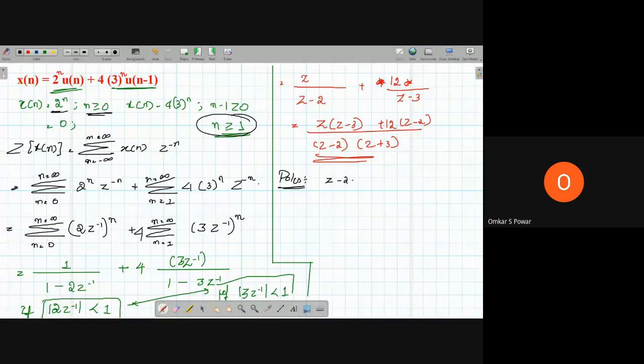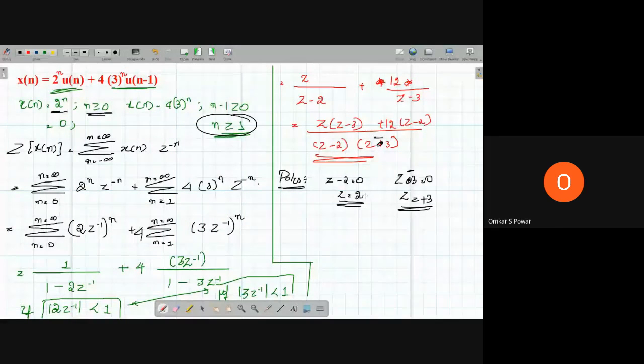So z minus 2 is equal to 0 and we have got a pole at z is equal to 2. And here z minus 3 is equal to 0. Sorry, this one is z minus 3 here, if you can observe. So z is equal to plus 3. So we have got poles at 2 and 3.